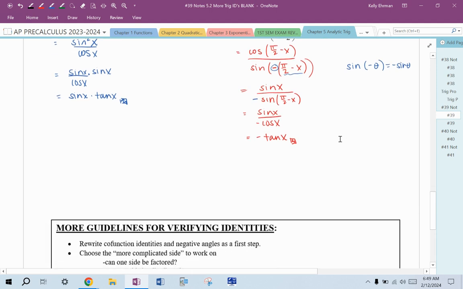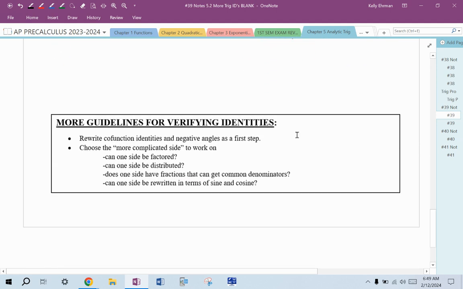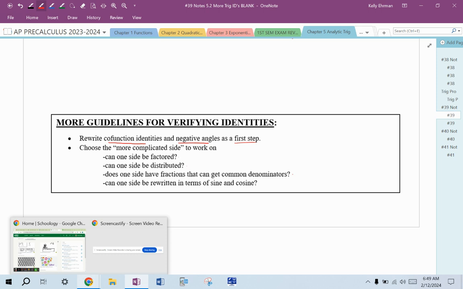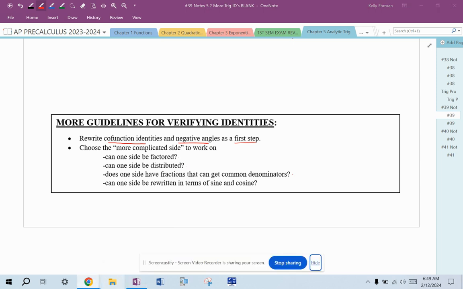Okay, so just to summarize some more guidelines for verifying identities. If you see cofunction identities and negative angles, that should be your first thing to take care of. Even if you see obvious next steps in the proof, get rid of negative angles, get rid of cofunction identities. And then we still work on the more complicated side, and we're still running through the same list that we've been running through for the last few days. Can we factor a side? Can we distribute on one side? Are there common denominators to set up? If I rewrite in terms of sine and cosine, will I get some things to cancel? So all of the same rules apply after you fix your negative angles and cofunction identities. All right, that's it for today's notes.